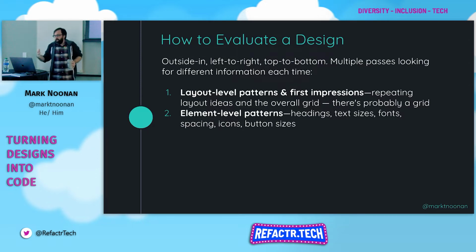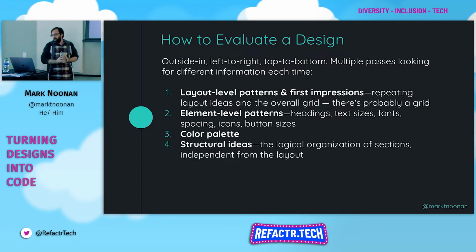Next pass, I'm looking at element level patterns. I want to know about headings, fonts, spacing, things that are relevant locally to a certain part of the page, not strictly HTML elements, but design elements. What are we doing at the local level in our sections? Color is worth doing all at once. Just take a pass through and understand all the colors, especially if they have names in the design software you're using. You can look at the existing names the designer gave colors.